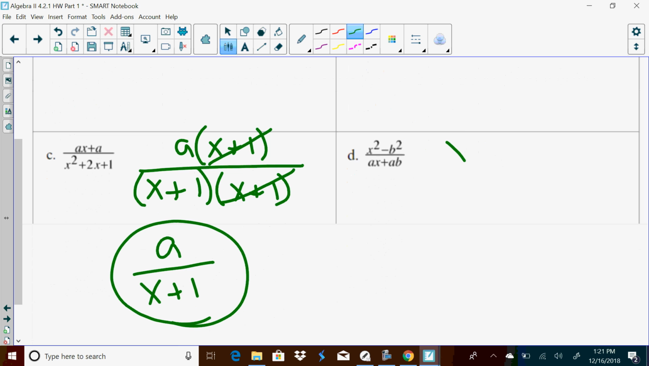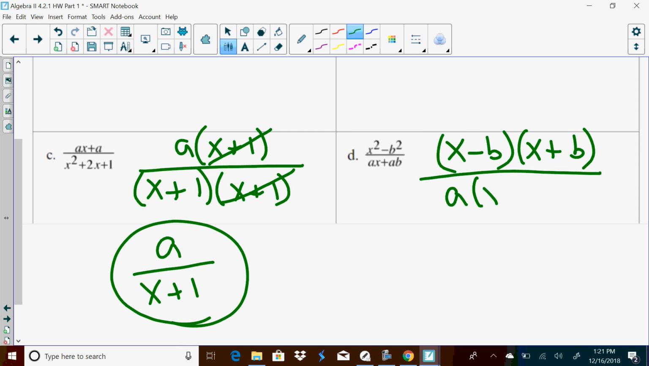This one is a difference of two squares, so I get x minus b times x plus b. The bottom I can factor out an a. These cancel, so I have x minus b over a.